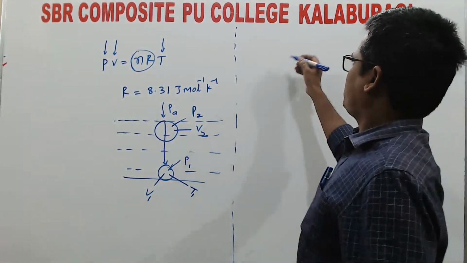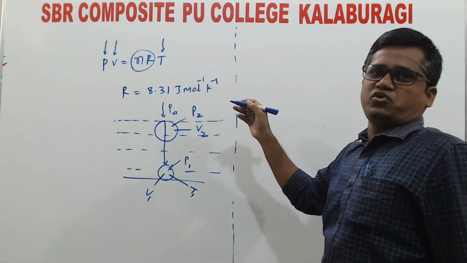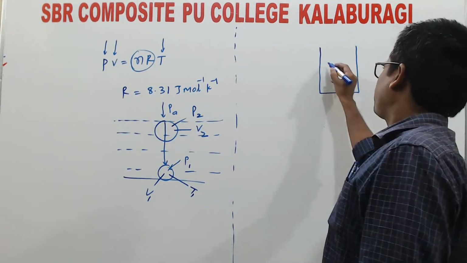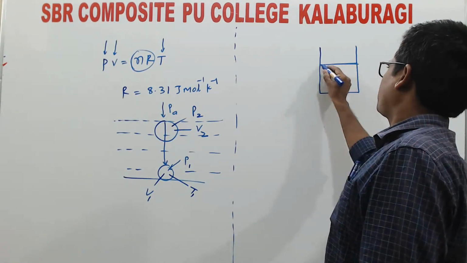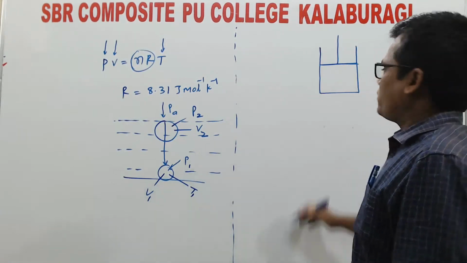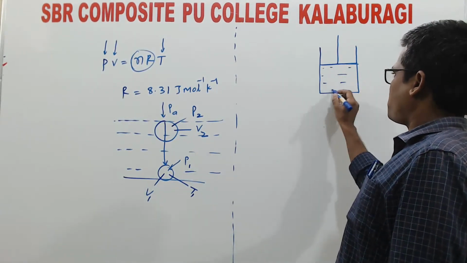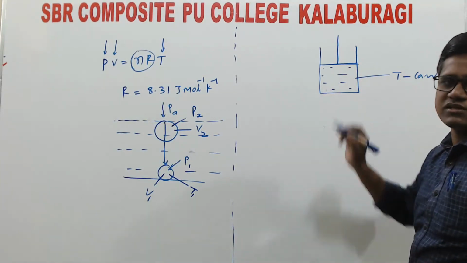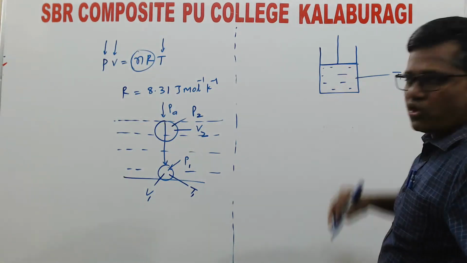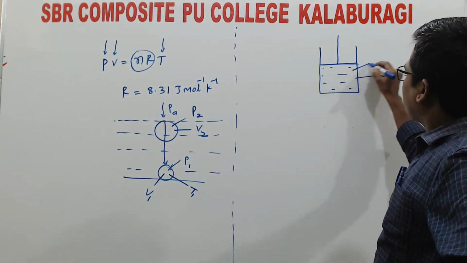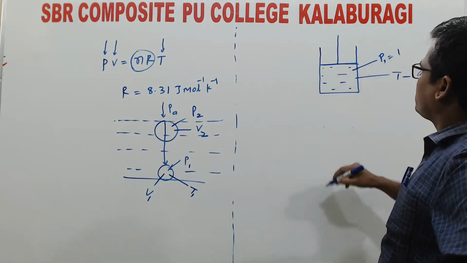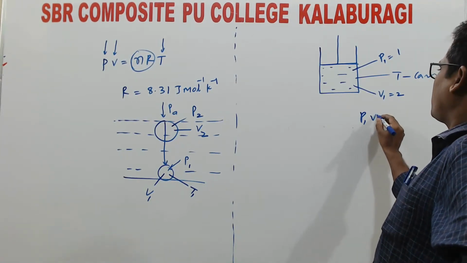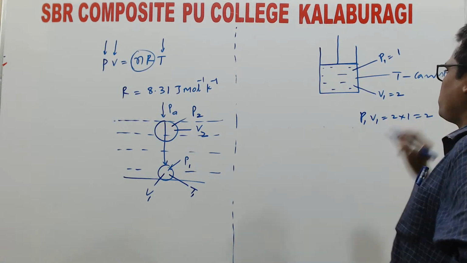One of you asked how P1V1 equals P2V2. Suppose this is a cylinder and this is a piston. Suppose a gas is trapped here, and assume the temperature is constant. You are not changing the temperature of this gas. Suppose the pressure here is 1 and the volume is 2. What is P1V1 here? 2 into 1, it will be 2.